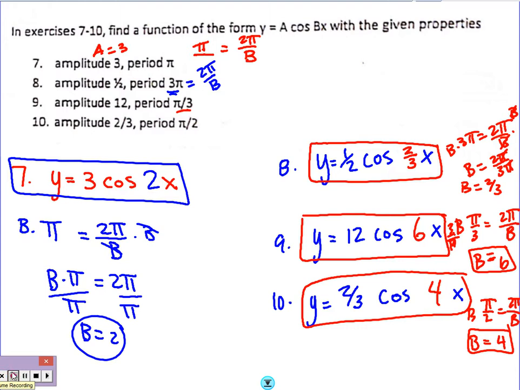Alright, so it takes a little work to find your b value. As you can see, I did my work right here. I set it equal to 2 pi over b, multiply by b, found what my b was, and then I could write my equation. Hopefully you guys figured that out. If you didn't, if it doesn't make sense, and somebody can explain, maybe you could come up and explain it.